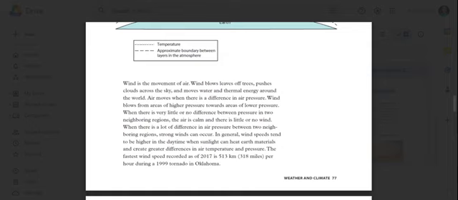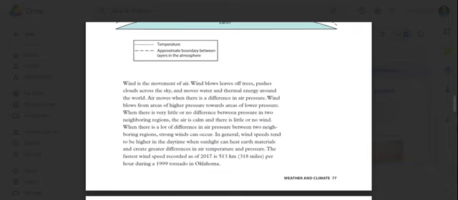Wind is the movement of air. Wind blows leaves off trees, pushes clouds across the sky, and moves water and thermal energy around the world. Air moves when there is a difference in air pressure. Wind blows from areas of higher pressure towards areas of lower pressure. When there is very little or no difference between pressure in two neighboring regions, the air is calm and there is little or no wind.